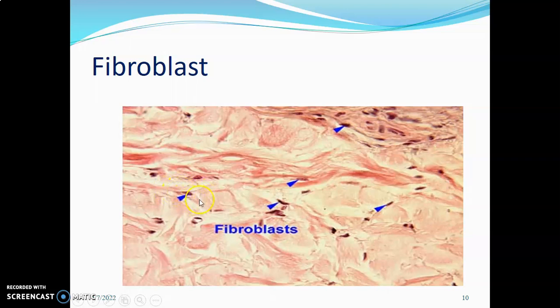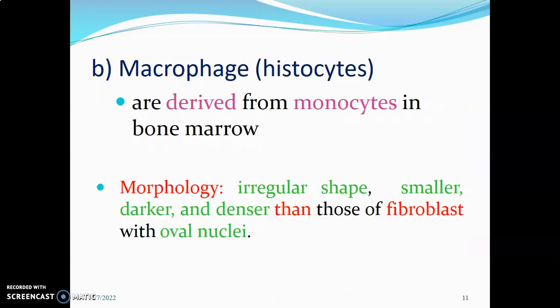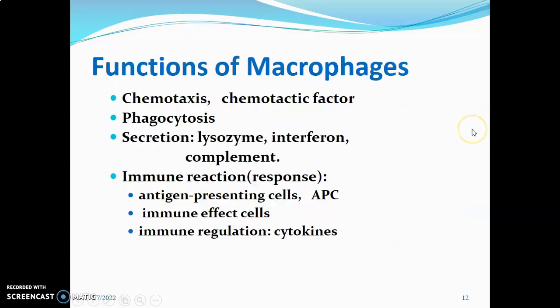Okay, it's wider at the center, then it tapers off at the ends. The ends are thinner, then the center is wide, and then you have your flattened nucleus. You can see it tapers at the end. So it's spindle-shaped cells with flattened nucleus, fibroblasts, to synthesize elastic fibers, collagen fibers. Then we have macrophages. Macrophages are derived from monocytes in the bone marrow, okay? And they are usually irregular, small, okay? And they are denser than the fibroblasts, and they have an oval nucleus.